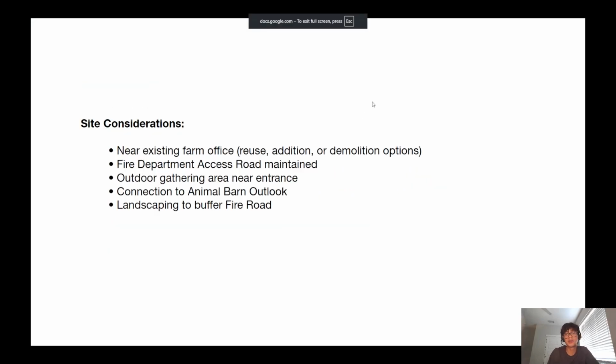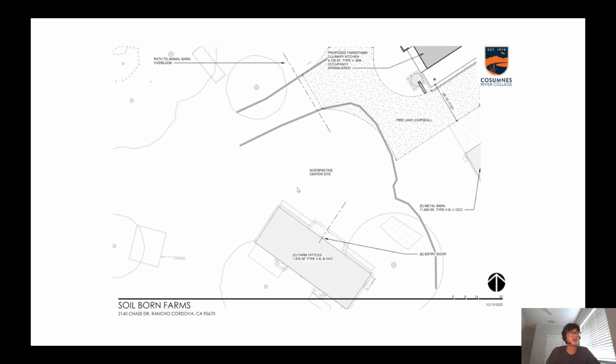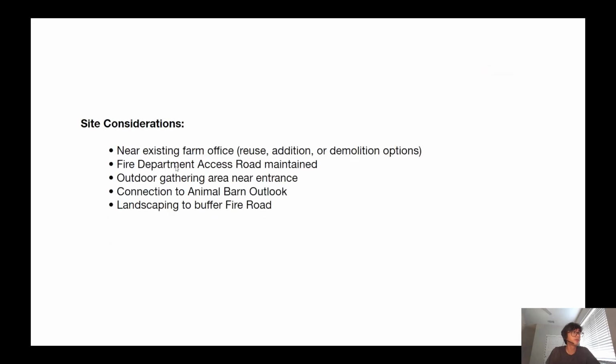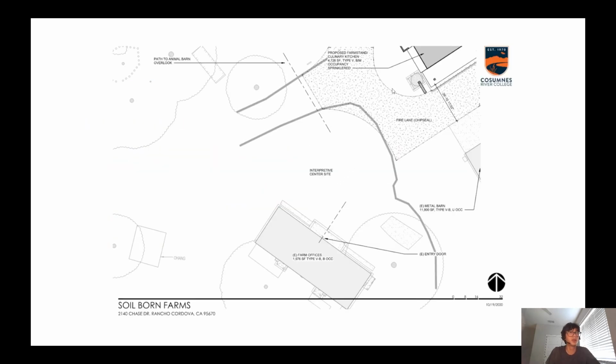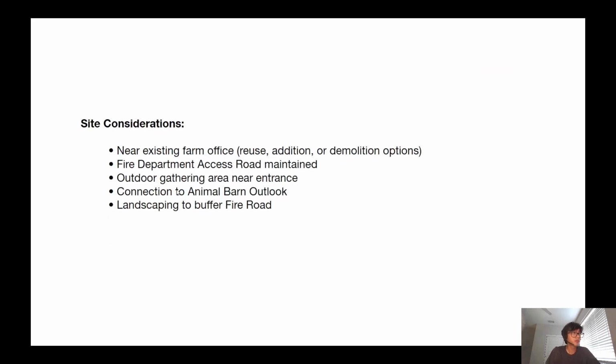So some considerations for the site. It's near the existing farm office, and we have the option of adding on to, demolishing, or keeping this building. The fire department access road needs to be maintained, so you can't really put your building beyond this border because this is where fire trucks need to go through. There needs to be an outdoor gathering area near the entrance, connection to animal barn outlook, and landscaping to buffer the fire lane, which I will explain as we design.